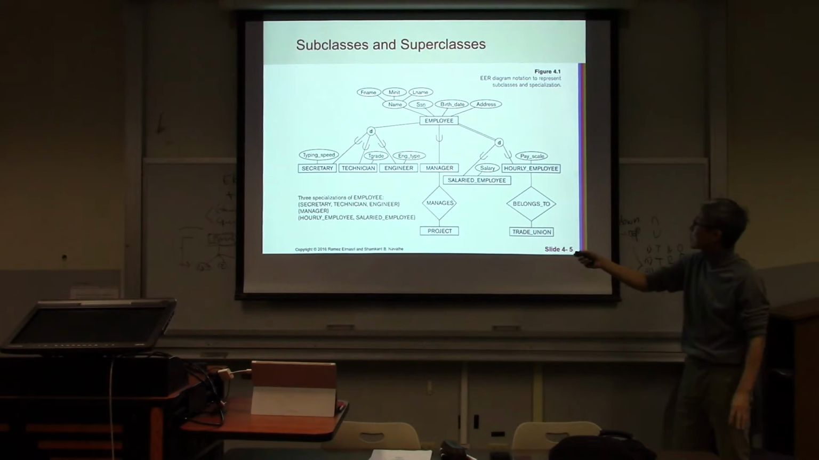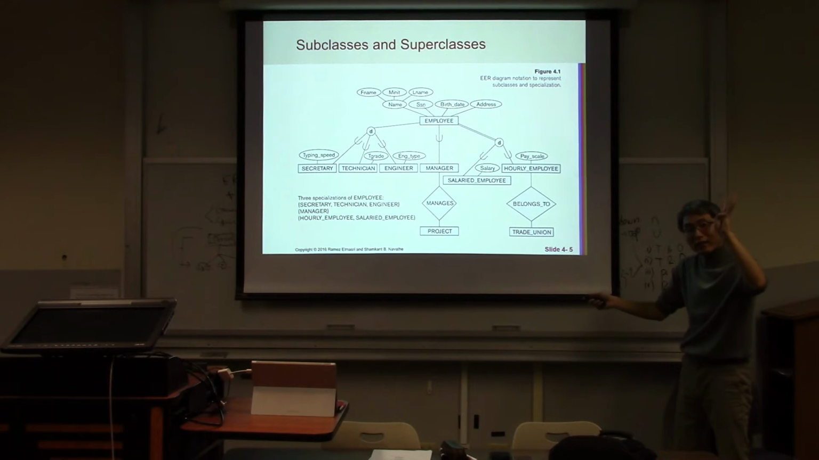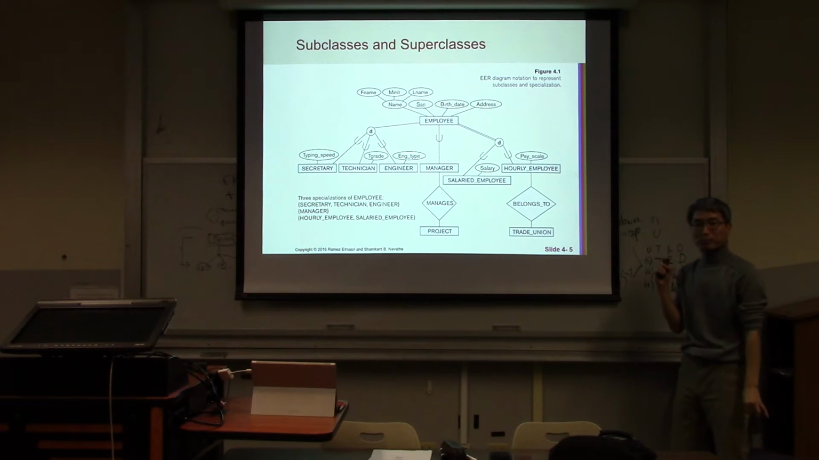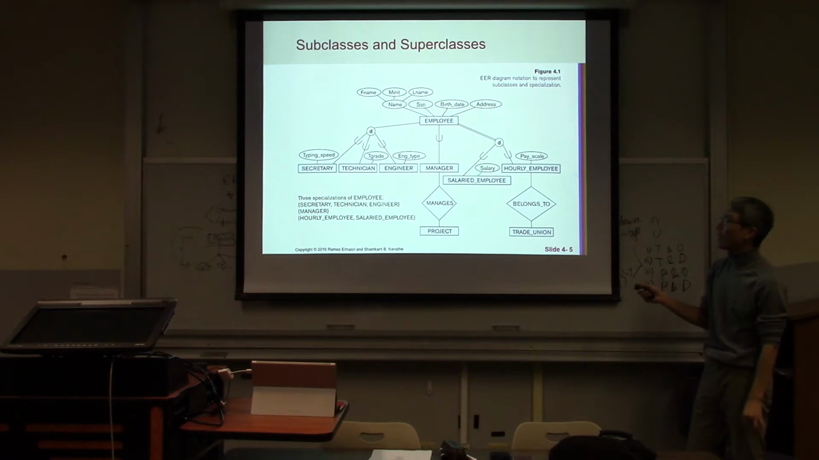And what about this? Salaried employee, hourly employee. They are subclasses of the employee. So still one. Project is yes, and trade union, yes. So there are three. How many relationships? Two: manage and belongs to.